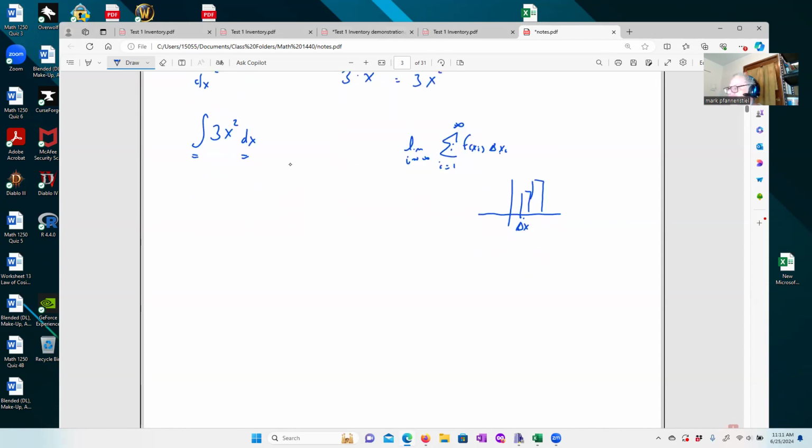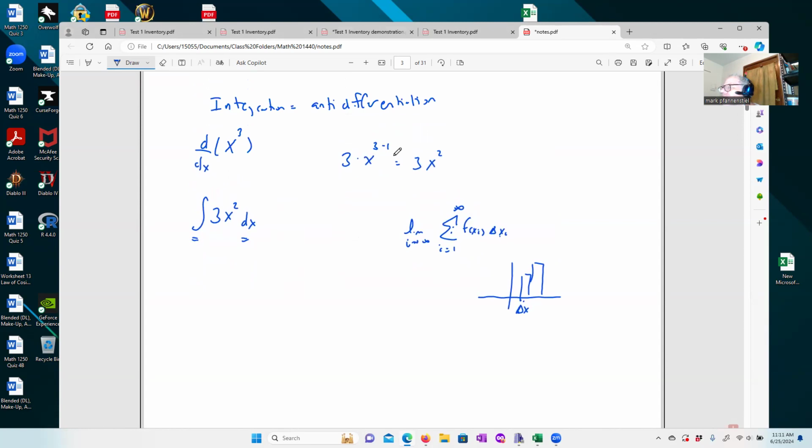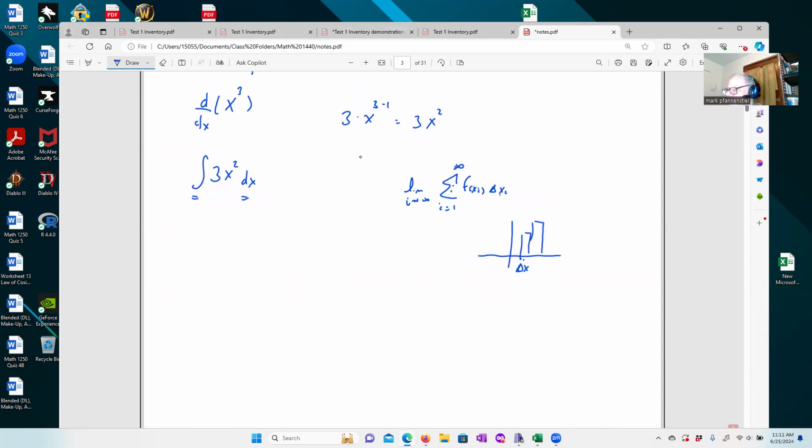Back to just trying to take this integral and undoing the power rule. Instead of subtracting 1 from the exponent, we're going to add 1. So we have 3x to the 2 plus 1, but instead of multiplying, we divide by what we have left: whatever is in the exponent goes on the bottom, 2 plus 1. So we end up with 3x to the 3 divided by 3. These 3's cancel, and we end up with x cubed. If we take the derivative of x cubed, we end up with 3x squared. If we take the integral of 3x squared, we end up with x cubed.